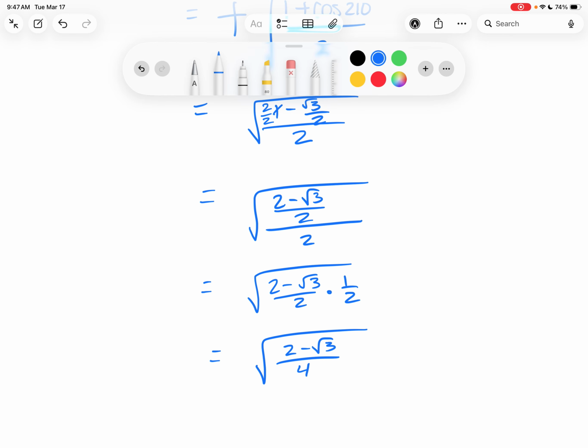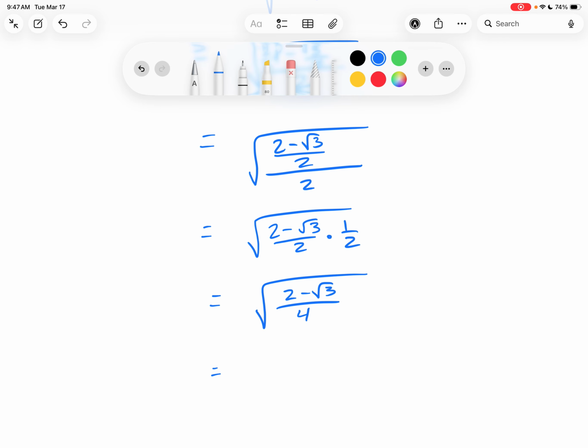We can split our square root top and bottom. And so then on top, I have the square root of 2 minus root 3. And on the bottom, not in the square root, I would have a 2.